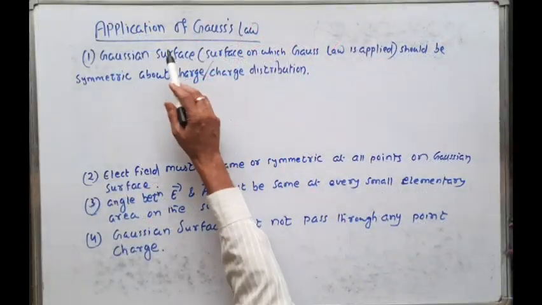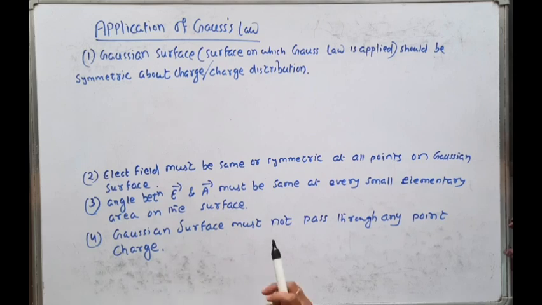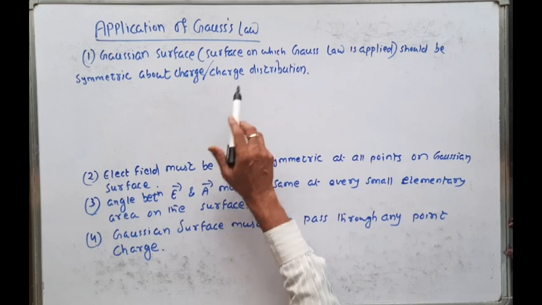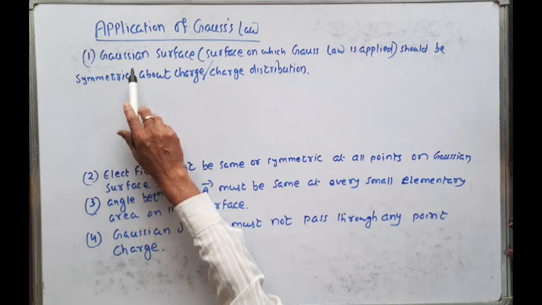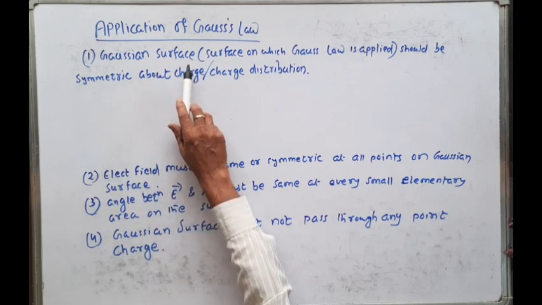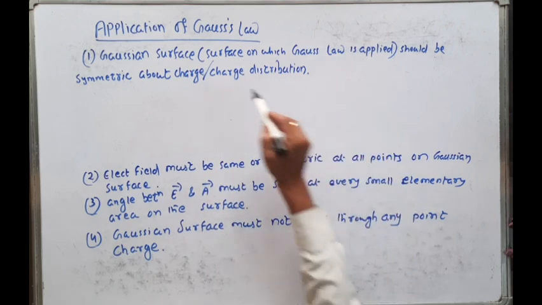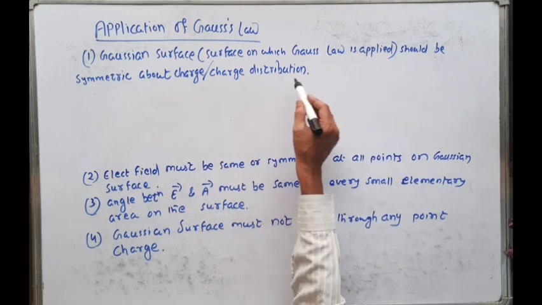Now we will start application of Gauss law. Gauss law is applied to find electric field intensity or flux at any point due to a charged conductor. That conductor may be spherical, cylindrical, or a linear conductor. Before applying Gauss law, there are 4 points we have to keep in mind. The first point is the Gaussian surface. What is a Gaussian surface? A Gaussian surface is that surface on which Gauss law is applied. It is an imaginary surface that should be symmetric about the charge or charge distribution.